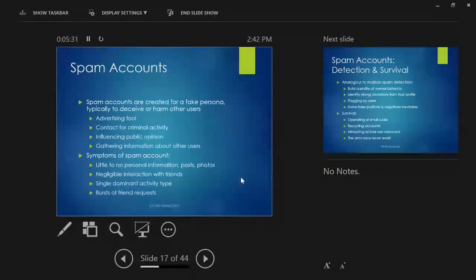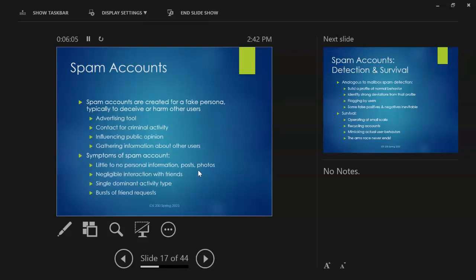Anyway, so symptoms of a spam account. Number one, little to no personal information, no posts, no photos. If somebody sends you a friend request on Facebook, there's a window where you can go in and actually look at their profile. But a lot of these fake accounts just leave everything public because they want people to be able to find them, right? But they don't put up anything. So you get this account of some pretty young woman, and she's got like 6 friends and 2 pictures and no posts, and she's had the account for 10 years.